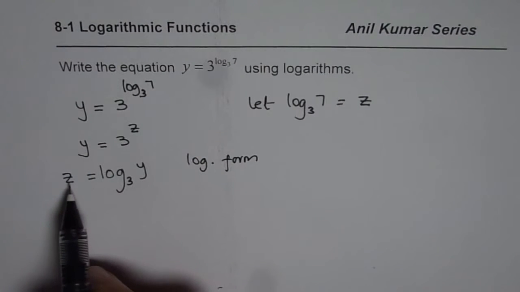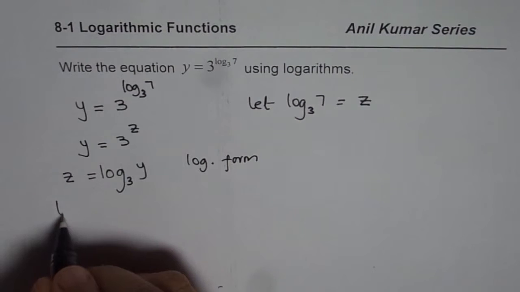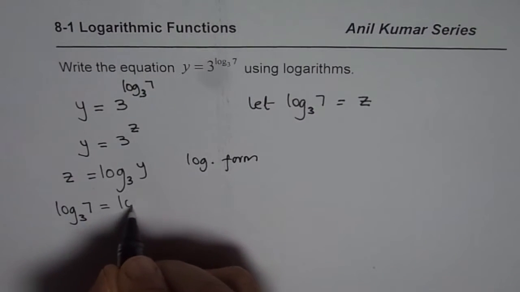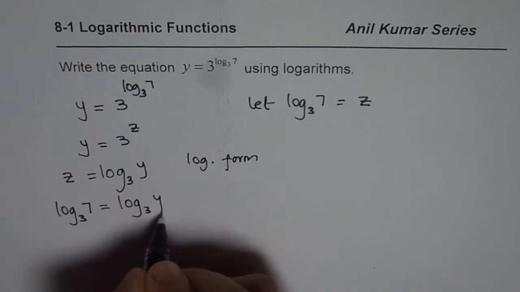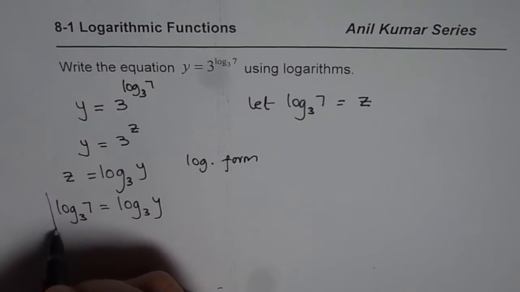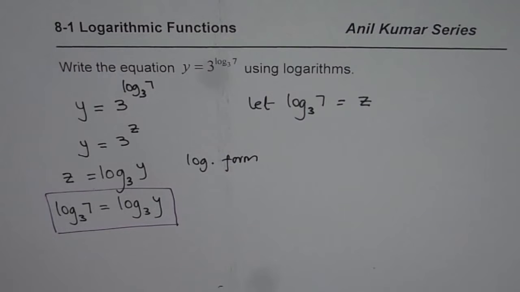But what is z equal to? z is equal to log 3 of 7. So we can write this as log 3 of 7 equals log 3 of y. That is how we can actually rewrite the combination of exponential and logarithmic function in the form of a logarithmic function. Do you see that? These are very important steps to understand.